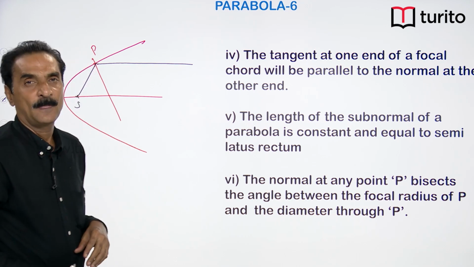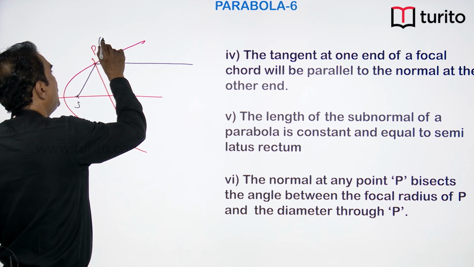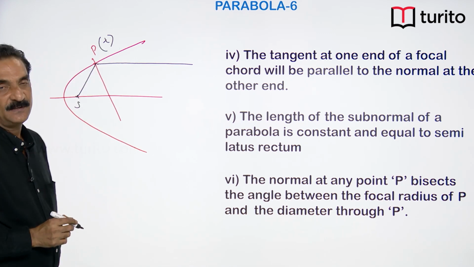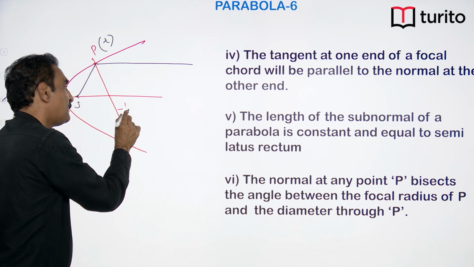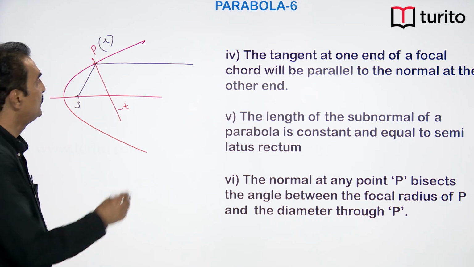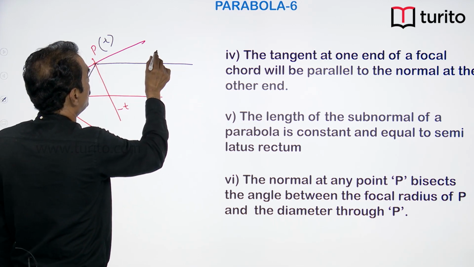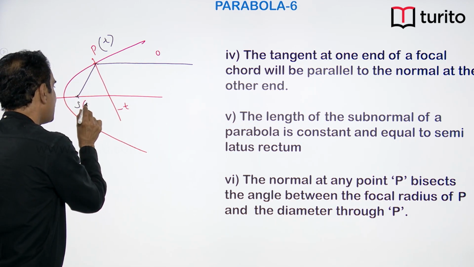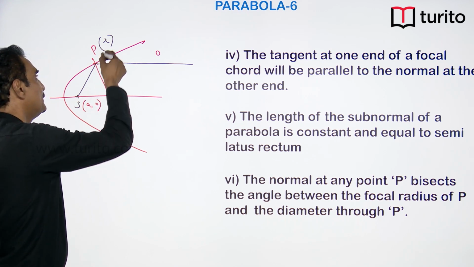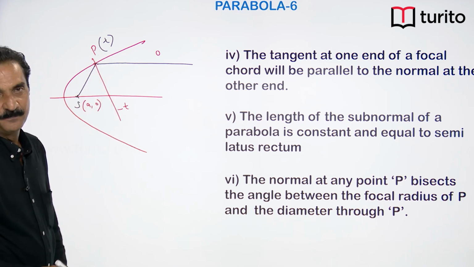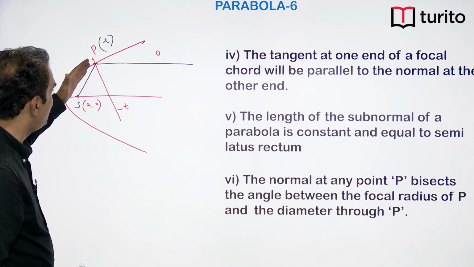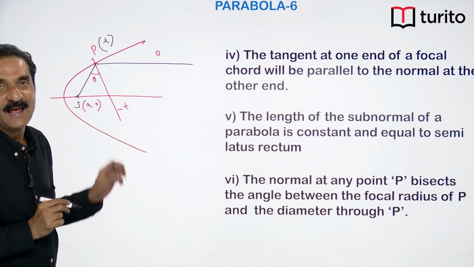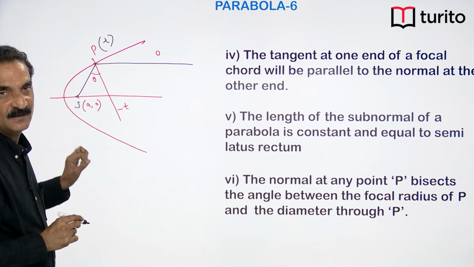Proof is very simple. You take P as (at square, 2at). Then what is the slope of the normal? Minus t. Slope of this diameter is 0 because it is parallel to the x axis. You know the point S (a, 0). So you can find the slope of SP. Using slope of SP and this slope, you can find out tan theta, where theta is this angle.